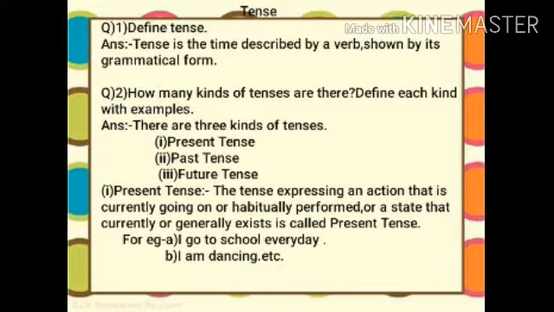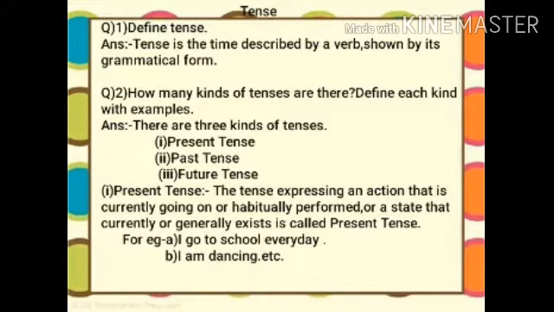Number 2 question, how many kinds of tenses are there? Define each kind with examples. There are 3 kinds of tenses: present tense, past tense and future tense. And all these 3 tenses have their own 4 forms. Now, you see, first I have written present tense.